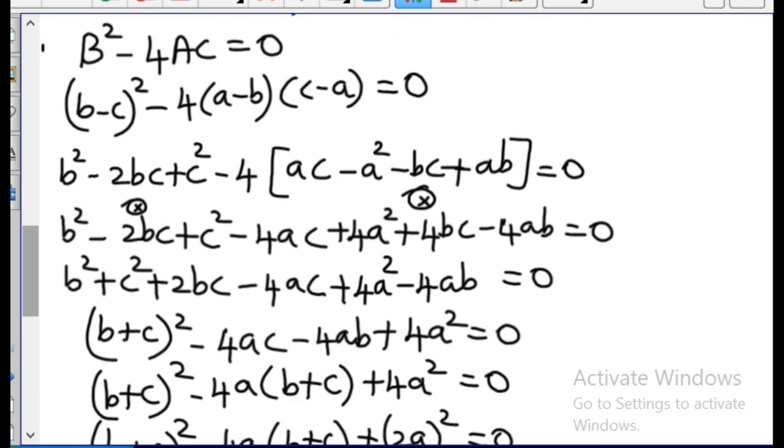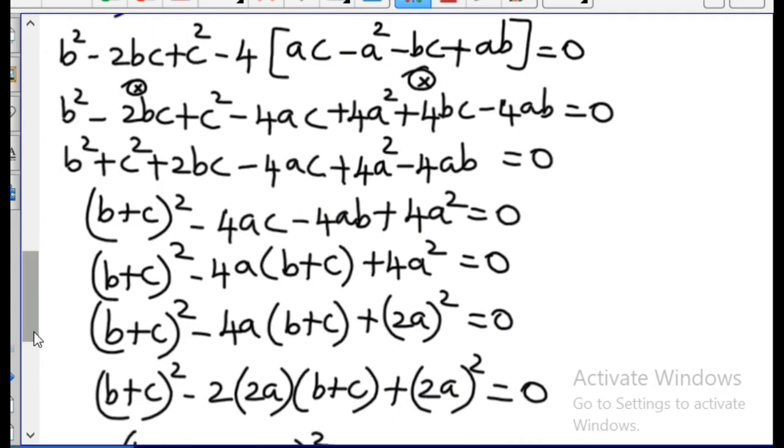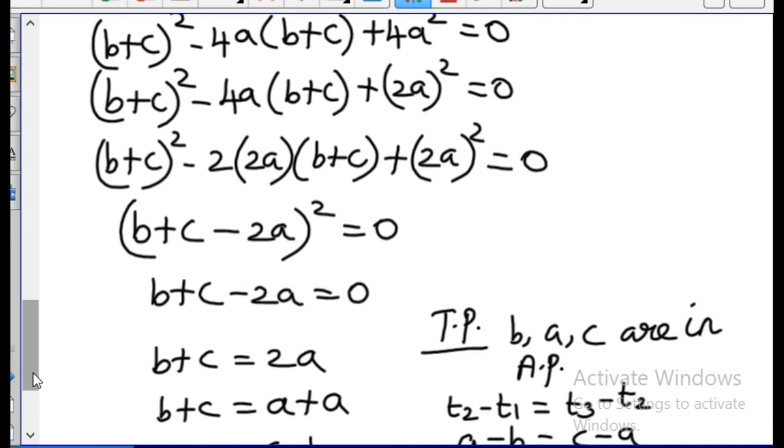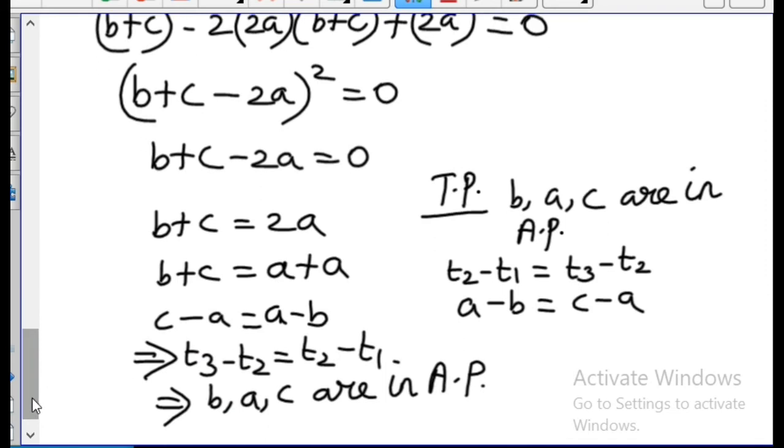From minus 4ac I group the terms with the common factor a. So I write it as minus 4ac minus 4ab plus 4a square. From that I take 4a outside. We are getting the form like this. This can be written as a squared minus 2ab plus b squared. Instead of a, you are having the term b plus c, and in the b squared term you are having 2a. So simplifying, we are getting b plus c minus 2a. Taking the square root, b plus c equal to 2a. From this we are getting b plus c equal to 2a.